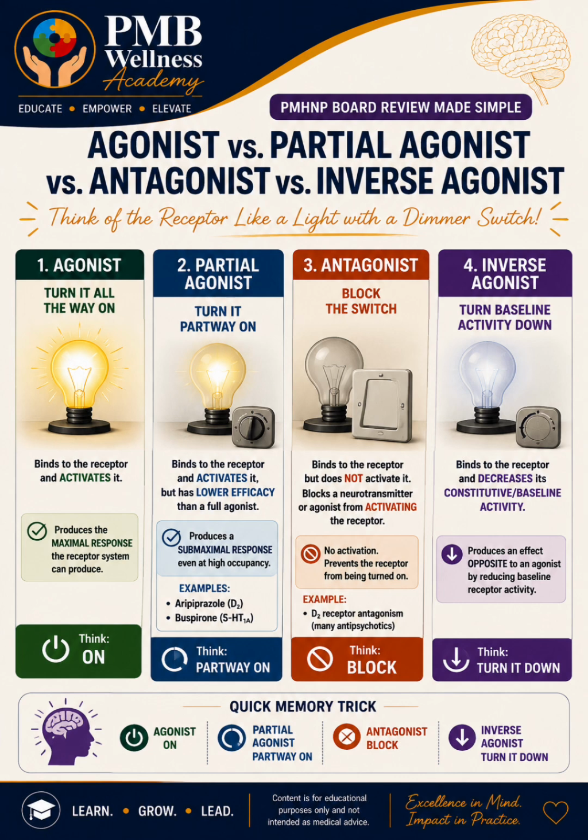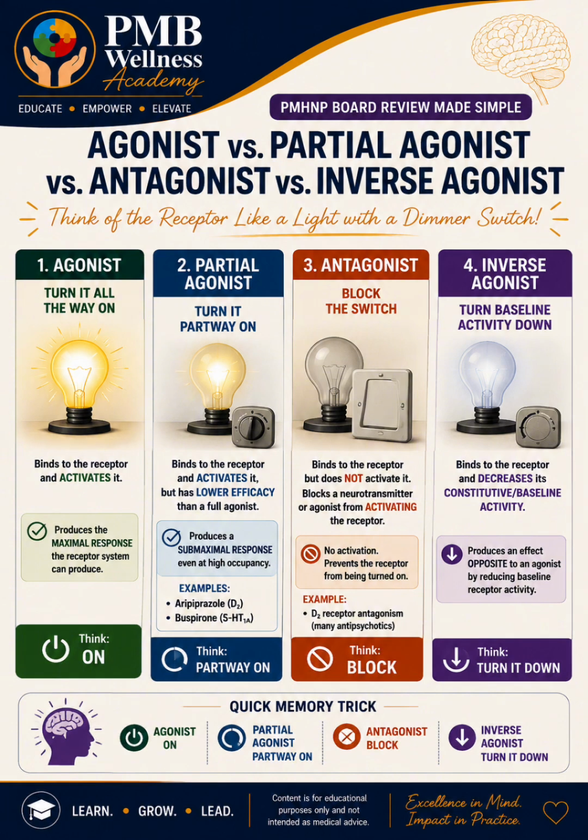Question 2. Aripiprazole binds to D2 receptors and activates them but produces a lower maximum response than a full agonist. Which receptor action best describes aripiprazole? A, full agonist, B, partial agonist, C, antagonist, or D, inverse agonist? The answer is B, partial agonist. Remember, partial agonist equals partway on.